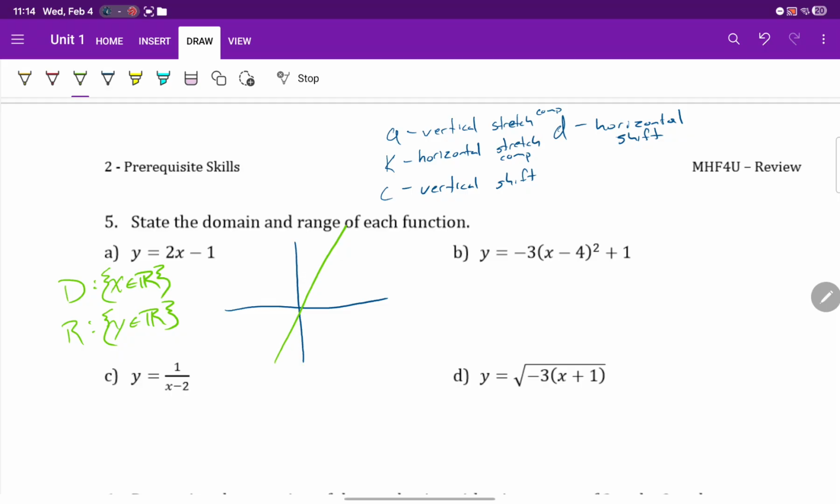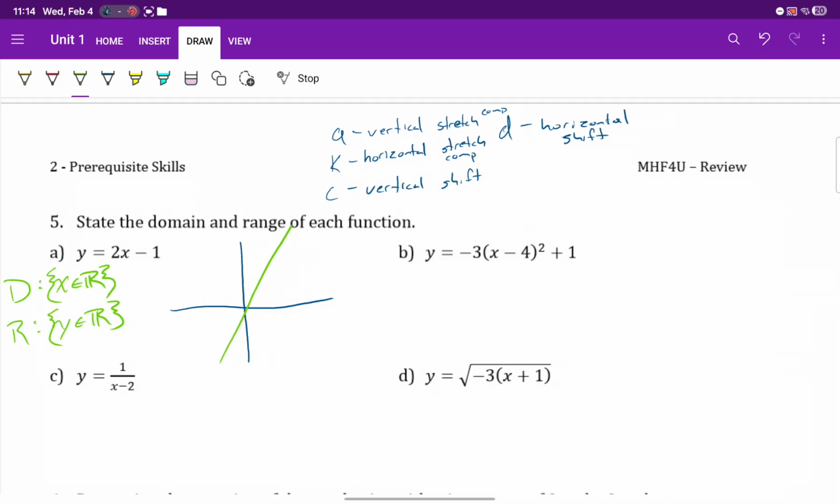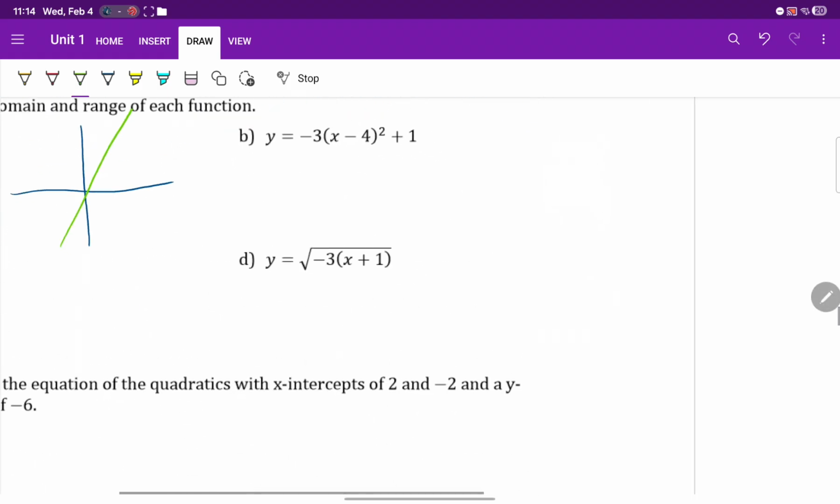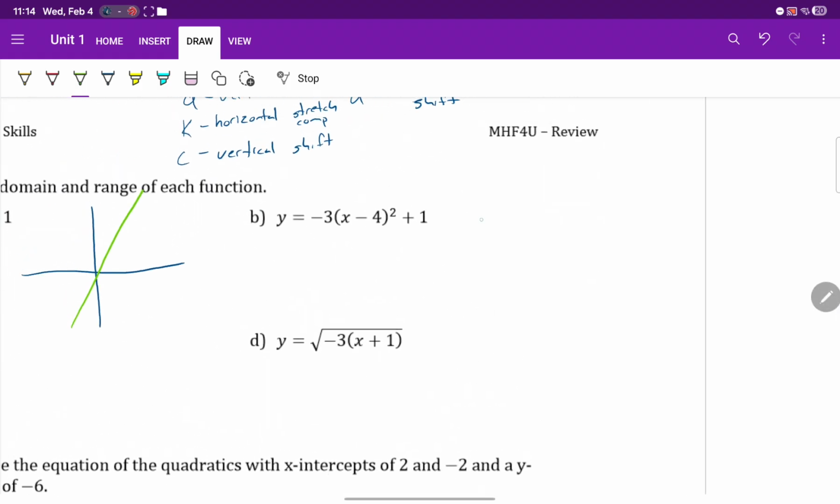In our next one, B, this is a parabola. It's a quadratic because of the square value there. So what does this one look like? This one looks something like this. A couple things we're going to point out here. It's in vertex form, so my vertex is at 4, 1. That's going to be roughly right here. And this tells me that it's flipped like that. So that's roughly what this graph looks like.